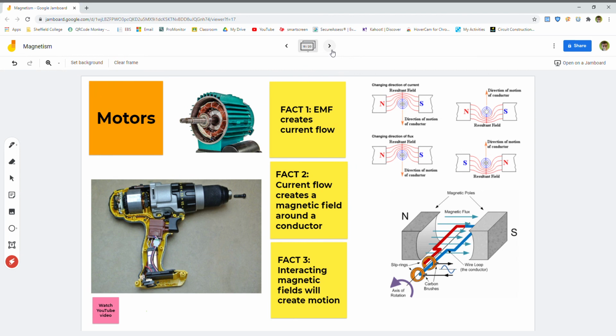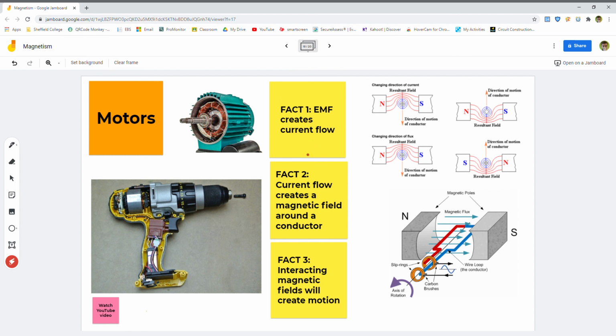Okay then, the last topic we're going to look at is motors. A motor in effect is the exact opposite of a generator. A generator turns mechanical motion into electrical energy. A motor turns electrical energy into mechanical motion. We've got a few examples here: a motor itself and a drill, which is like a miniaturized motor in effect.